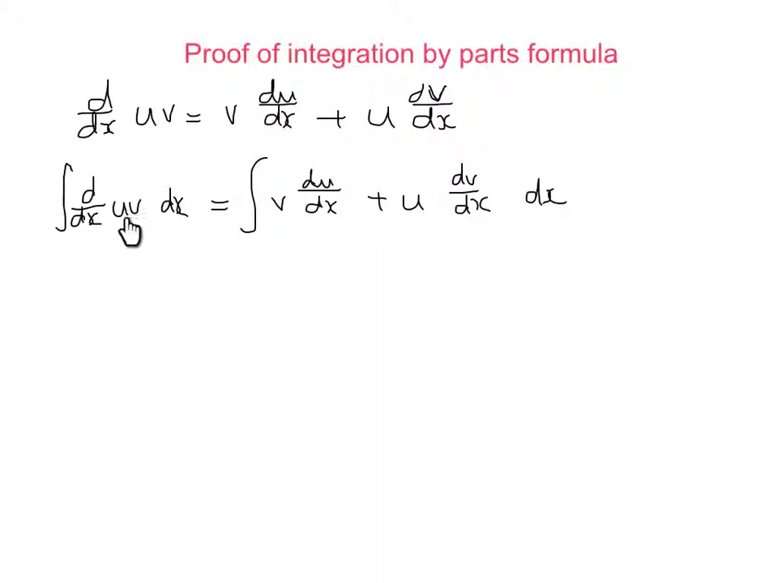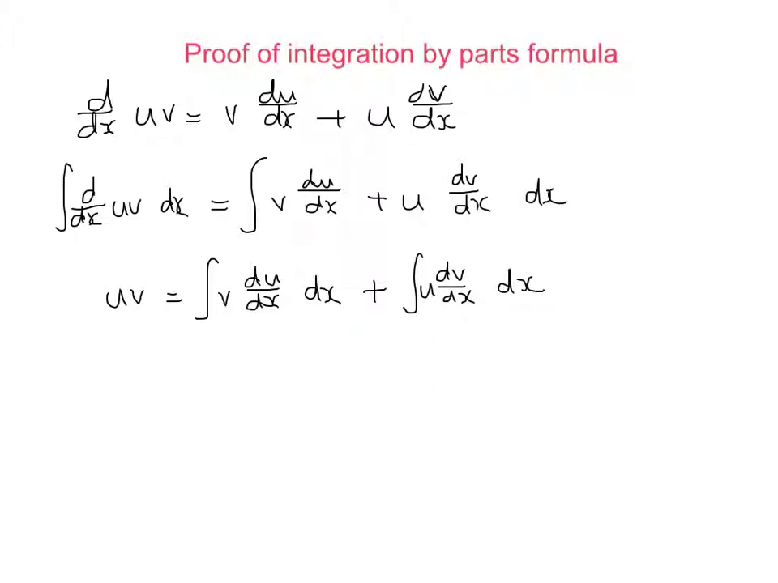Let's think what happened. We've got uv, that's two functions times together, then it gets differentiated, then immediately it gets integrated. So what we're going to be left with on the left hand side? Just our uv back again. It's got differentiated then integrated, they're the opposites of each other, so uv comes back. Now on the right hand side we can write this as two different integrals, the integral of the first one plus the integral of the second one.